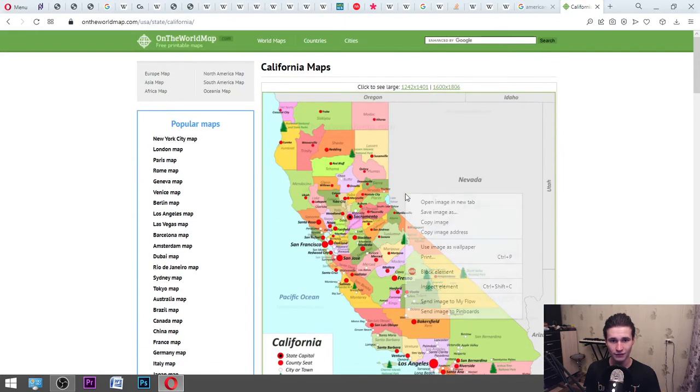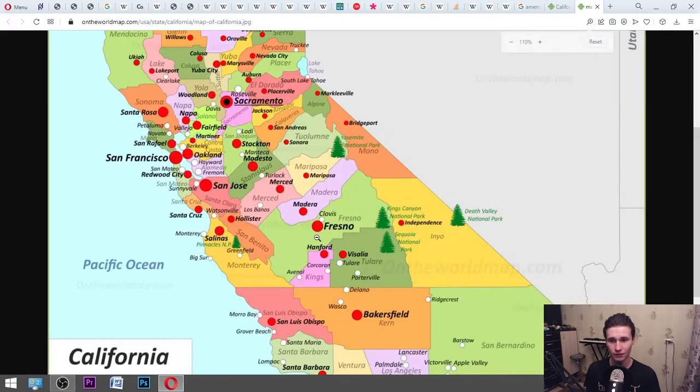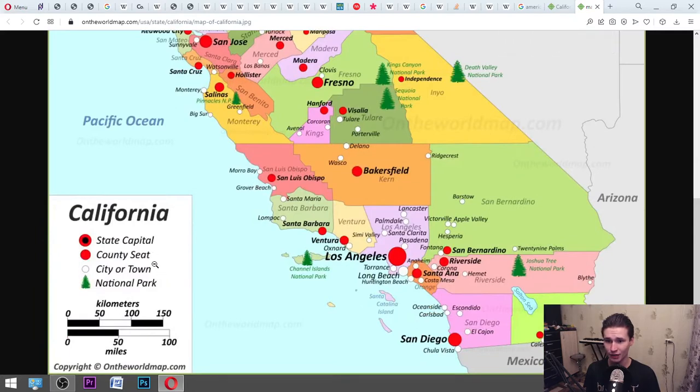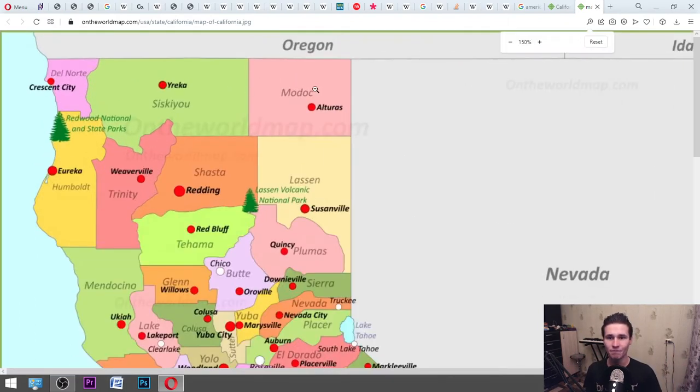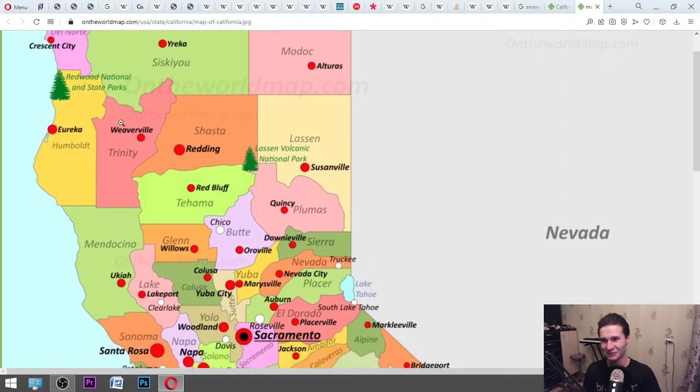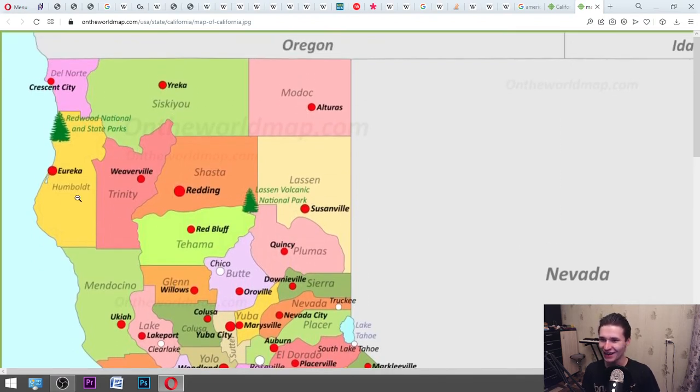What is it? I didn't see this. Let's open California maps, and what is this? State capital, county seat, city or town, national park. County seat, I think that it is the capital of the county. Modoc, Siskiyou. In Russia, it is a super funny word. And Trinity, Humboldt, Redwood National and State Park. I mean, Siskiyou, it is actually a word for nipples in Russian language.